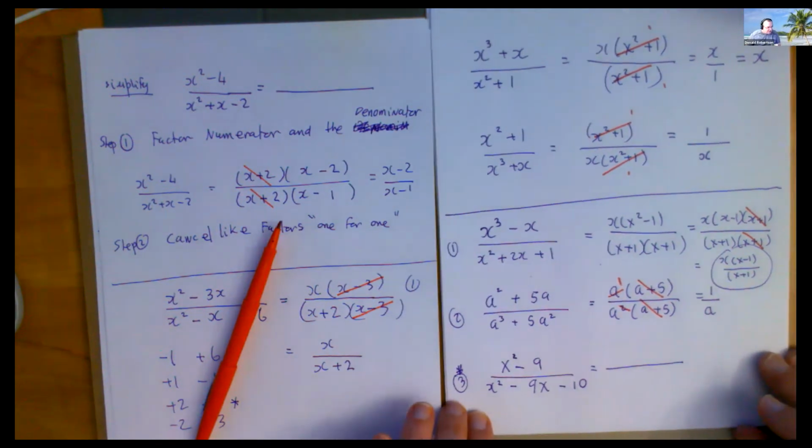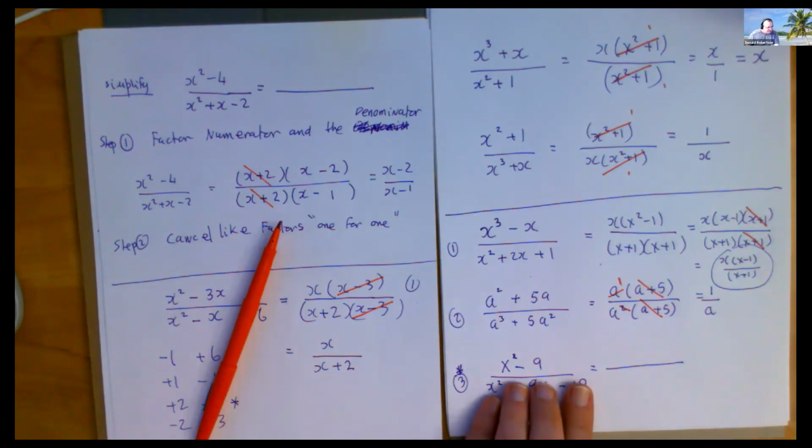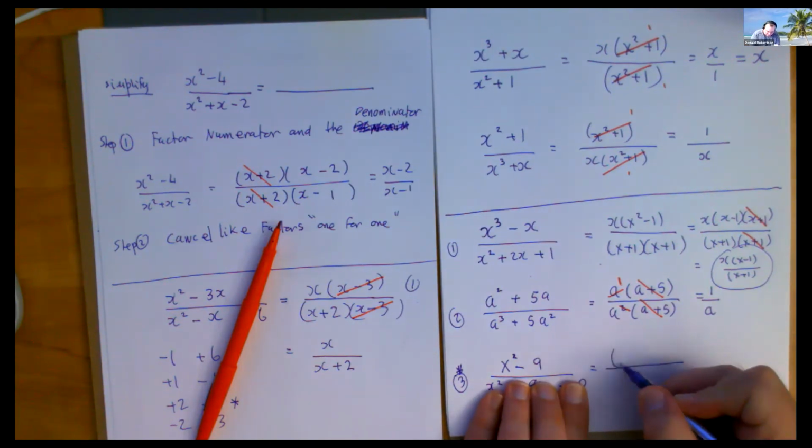Now I said you won't like 3, but at least it's going to be quick. x squared minus 9 is a difference of 2 squares.